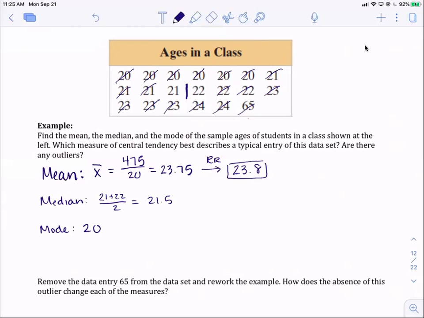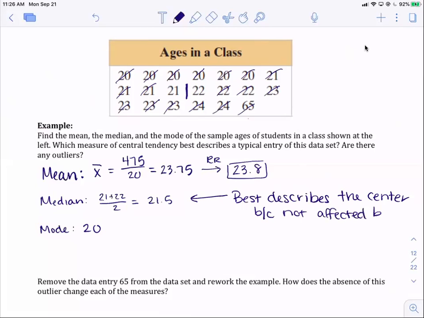All right. So which measure of central tendency best describes a typical data entry? All those ages are approximately what? Are they all around 23.8? Are they all around 21.5? Or are they all around 20? What best represents the center? 21.5, okay. So our median best describes the center because it's not affected by the outlier.